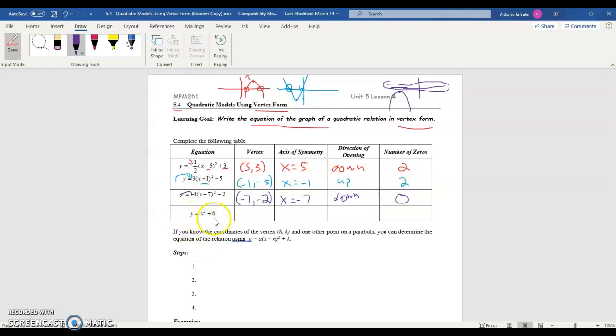Next we have x squared plus 6. I know this doesn't look like a vertex form. You know this is a binomial. It's not factorable because of the plus there. But remember, this is, in a way, a vertex form.